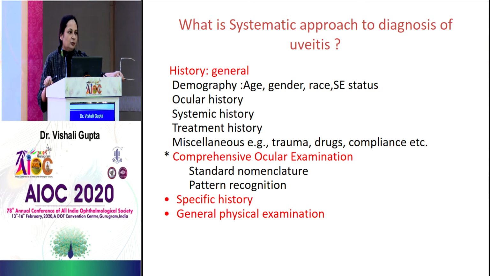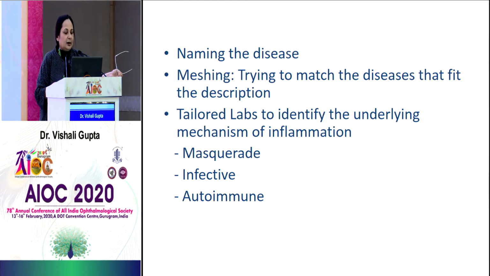So how should you practice uveitis? Just do a very basic general history. No need to go into the sexual behaviors and homosexuality in all the patients of uveitis, because they are not going to give you the history anyways in the beginning. So just ask very basic simple history. Do a comprehensive ocular examination to get an idea what you are dealing with. Go back with the specific questions and then examination.